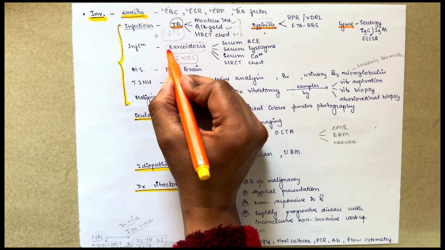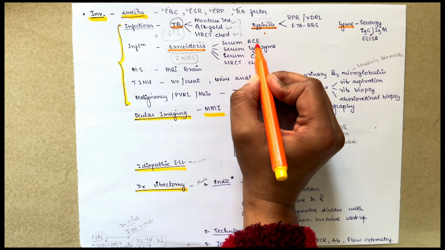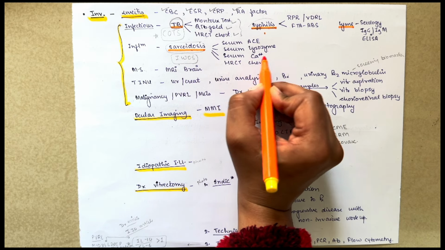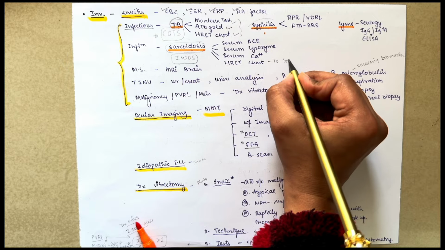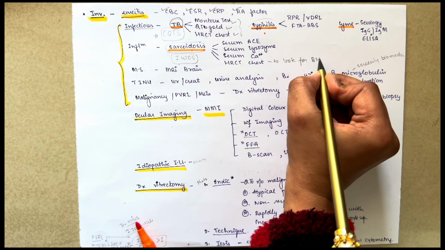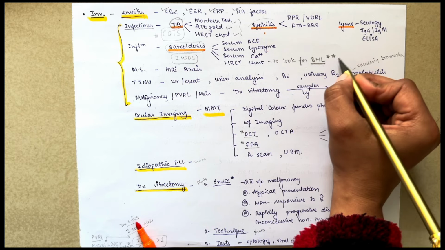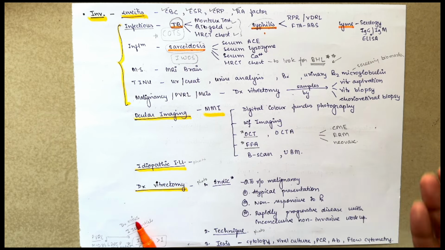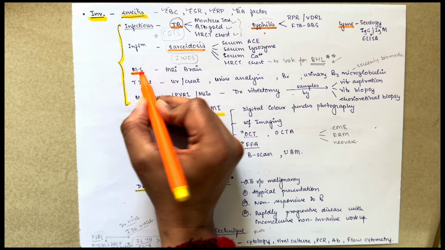Now, for inflammation like sarcoidosis, it is important that you get serum angiotensin converting enzyme, serum lysozyme, serum calcium, and HRCT chest. Why HRCT chest? Mainly to look for bilateral hilar lymphadenopathy. Sometimes examiners ask what you are looking for on chest X-ray or CT chest in TB and sarcoidosis. You can mention BHL. Then for MS, you will go for MRI brain.